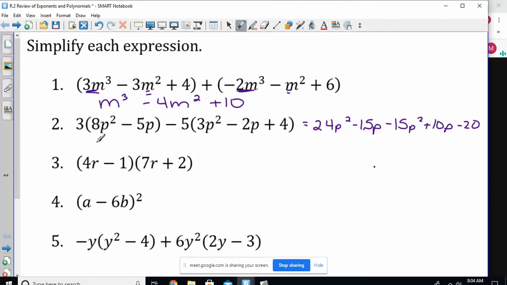24p squared and negative 15p squared gives you 9p squared. Negative 15 and positive 10 gives us negative 5p minus 20. Would it be okay if you had like 9p squared plus negative 5p? Is that the same thing? Yeah. So whether you put the minus or plus a negative, it doesn't matter. Are there questions on that one?